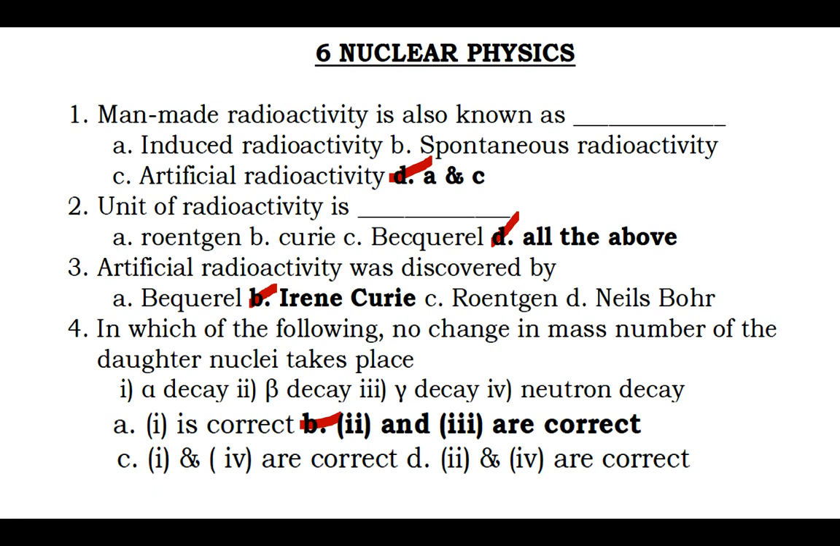Option D. Question number 3. Artificial radioactivity was discovered by option B, Irene Curie. Question number 4. In which of the following no change in mass number of the daughter nuclei takes place? Option B, that is second and third are correct, that is beta decay and gamma decay are correct.